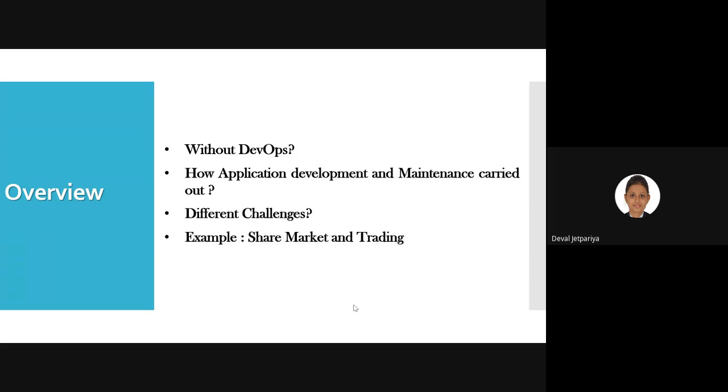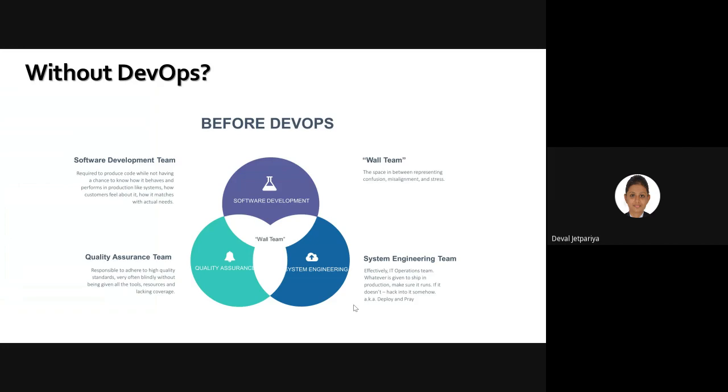The first thing is without DevOps. What are the things we are managing without DevOps? How application development and maintenance is carried out. After that, different challenges, and after that an example of share market and trading. So without DevOps, what was the scenario? The major four entities and their working we are going to illustrate.